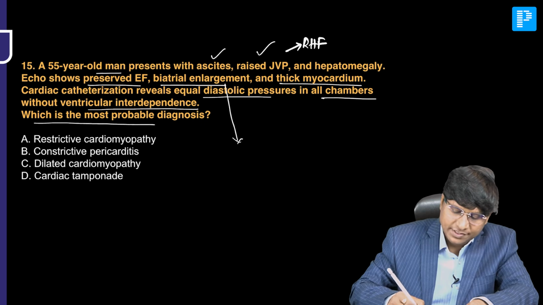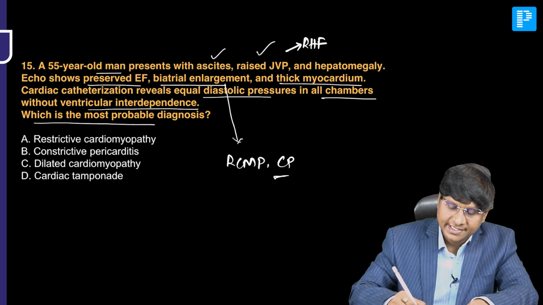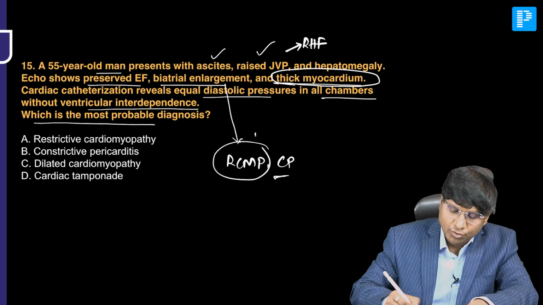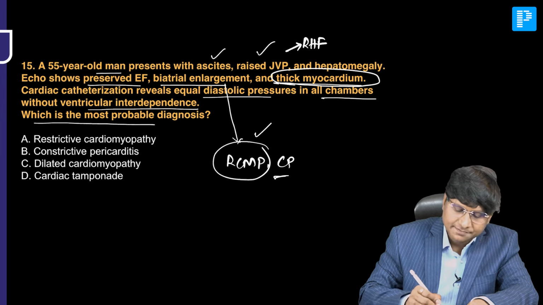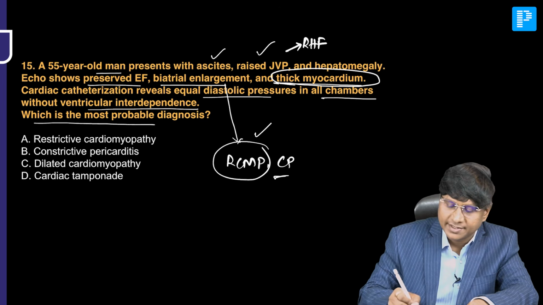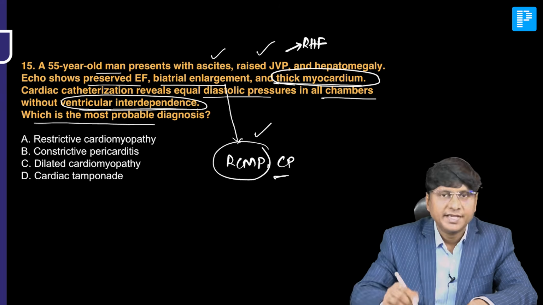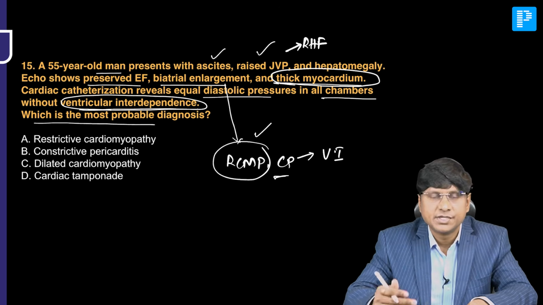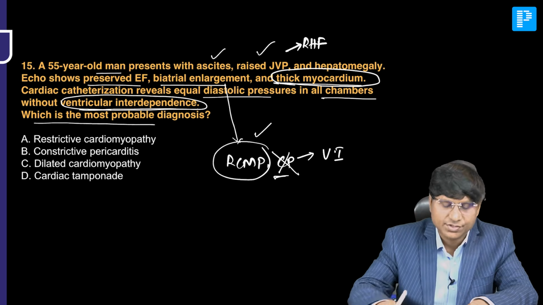So, where do you come across this scenario? Biatrial enlargement with preserved ejection fraction: restrictive cardiomyopathy and constrictive pericarditis. But there is a thick myocardium, not thick pericardium. So diagnosis goes more in favor of the RCMP rather than constrictive pericarditis. And another point is the cardiac catheterization reveals equal diastolic pressures in all chambers without ventricular interdependence. In patients with constrictive pericarditis, there is ventricular interdependence. Now this patient is not having any ventricular interdependence, so constrictive pericarditis is ruled out.